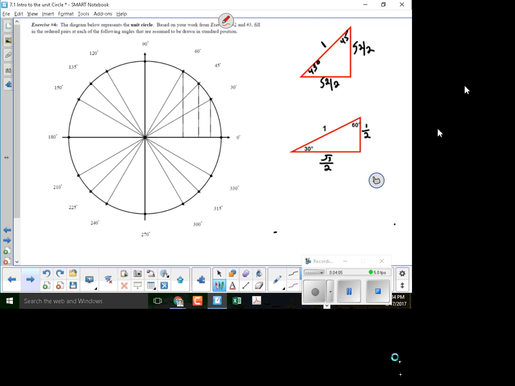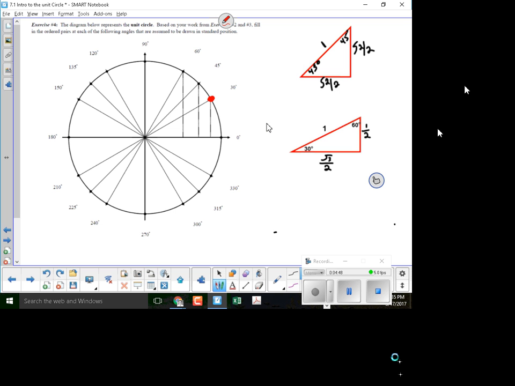Okay, now comes the part where we get to use these triangles, and I put them both here. This says the diagram below represents a unit circle. Based on your work from the last 2 exercises, fill in the ordered pairs of each of the angles that are soon to be drawn in standard position. So the first thing I'm going to do is go ahead and find this ordered pair. Now you'll notice on the unit circle, there's 90 degrees in between 0 and 90. But this only has 3 angles, 30, 45, and 60.